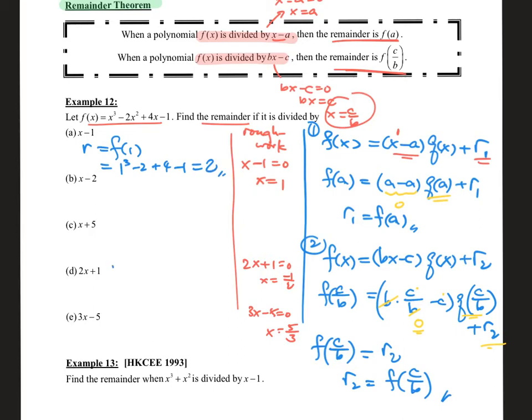Whereas D takes you a little bit longer because you are going to substitute minus 1 over 2, and that's why it's minus half cube minus 2 times minus half square plus 4 times minus half and minus 1. Finally, it's your job to find the answer, of course.